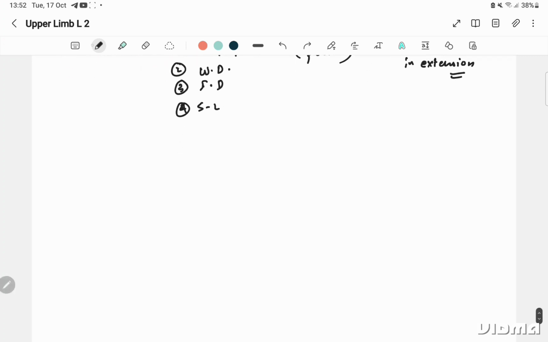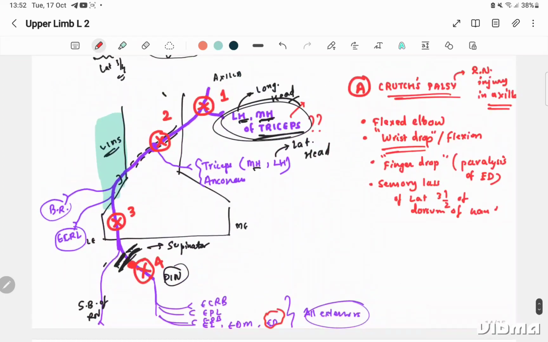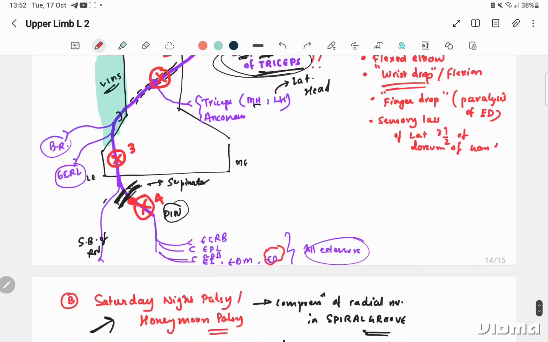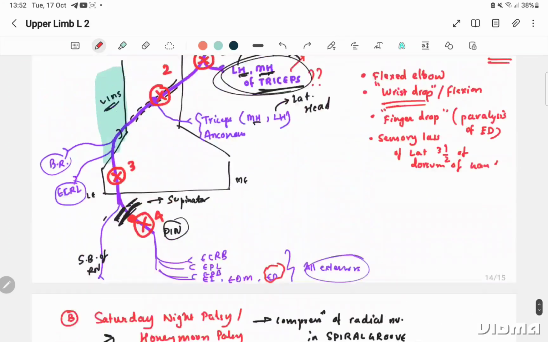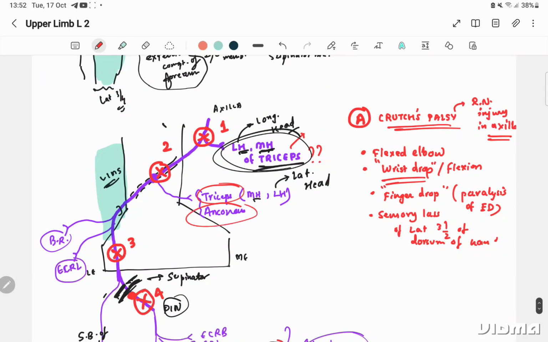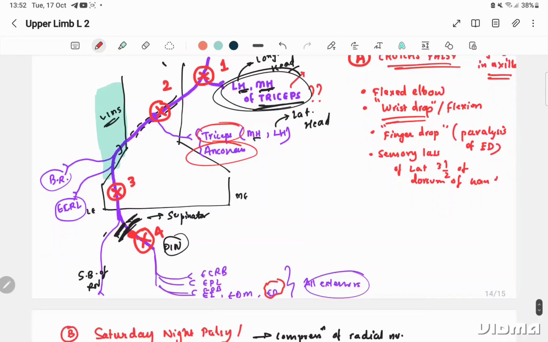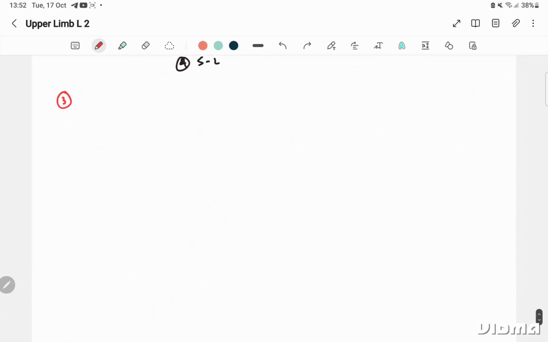So let's come to the third region where it can be injured. This one, above the lateral epicondyle. This can be the result of fractures. So the lateral epicondylar fracture may damage the radial nerve. In this, which muscles are spared? You can see the triceps is spared, the anconeus is spared, and the ECRL and brachioradialis are also spared. So in this the muscles are spared.